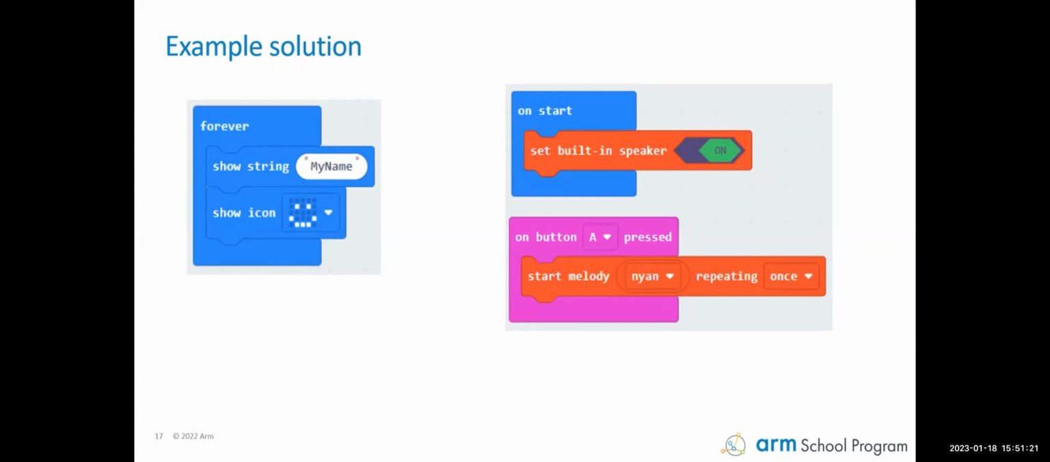And then more importantly, the bit underneath that is where you have the IPO model. So on button A pressed, so when the button A is pressed, it will then play that melody, and they can choose what melody that is. There are lots of pre-built ones, and they can choose how often it is played. So that's the computational bit there.